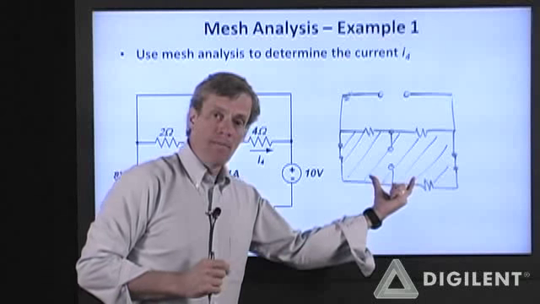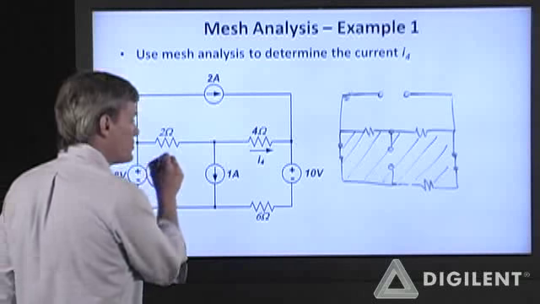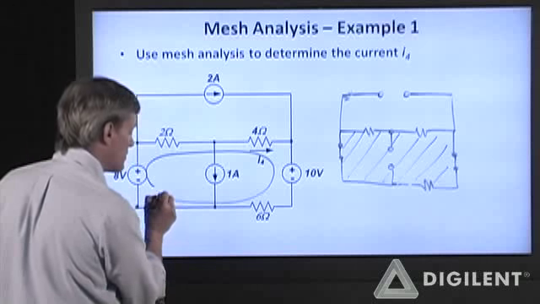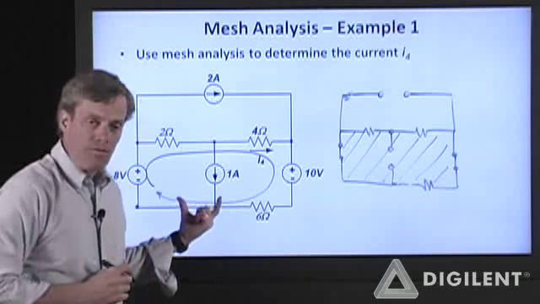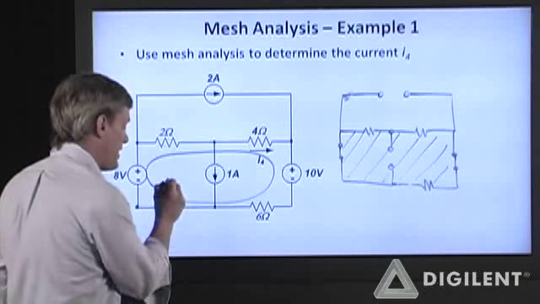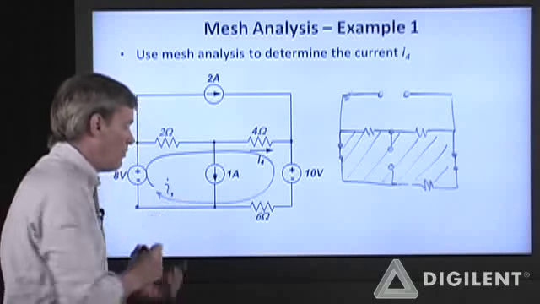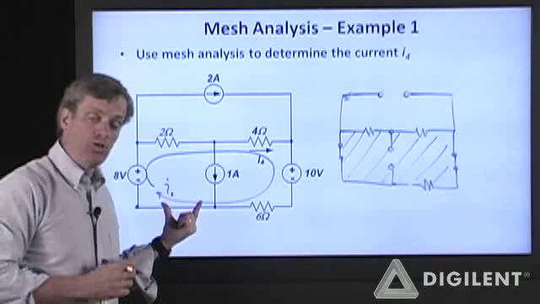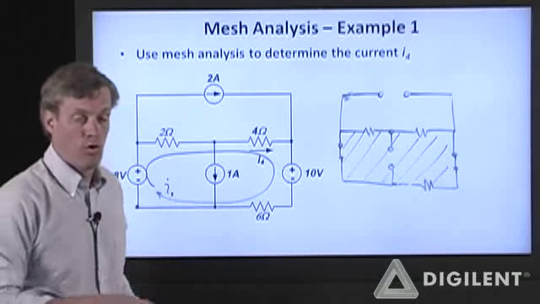So my only mesh current goes around this set of circuit elements here. I'm going to call that I1. Now I'm going to do KVL around this loop. I'll get only one equation in one unknown.